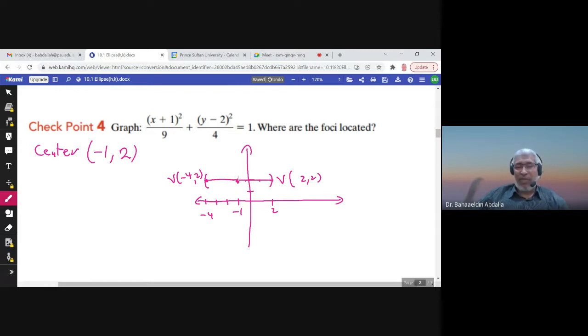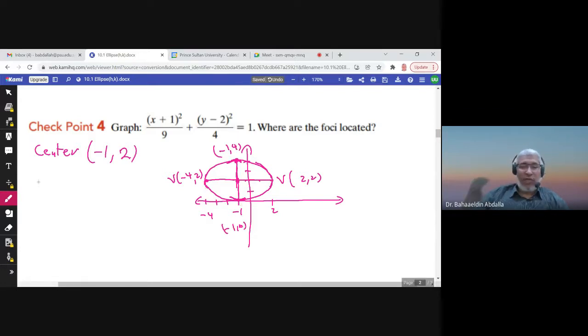And from the center, I go 2 units up and 2 units down, and I sketch the graph of the ellipse. So this is the graph of the ellipse. What are the endpoints of the minor axis? This is the minor axis, and the endpoints of the minor axis are negative 1 and 4, because this is 2, and also negative 1 and 0.